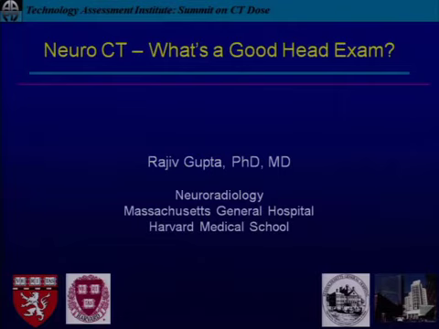I think that we're going to keep going and actually now move above the neck. So from what is in the program, we're going to switch orders and go to the more basic before we go to neuroperfusion, and start with the equivalent of what's a good body CT scan. We'll do it in the head. What's a good neuro CT scan? And Dr. Gupta is going to present for us.